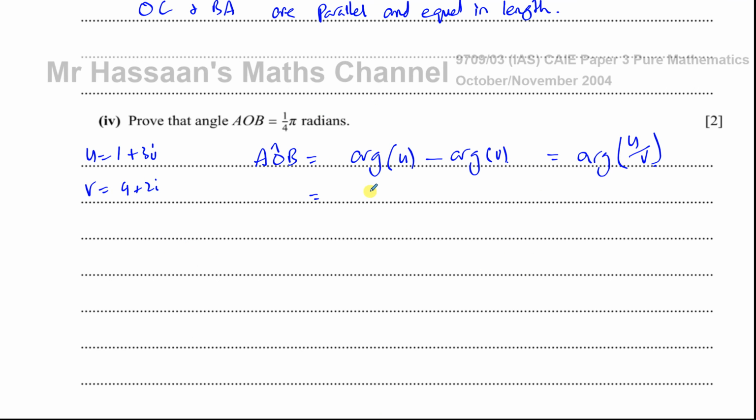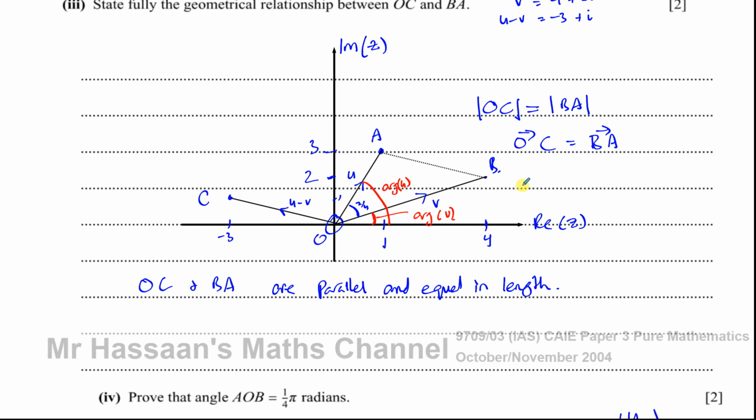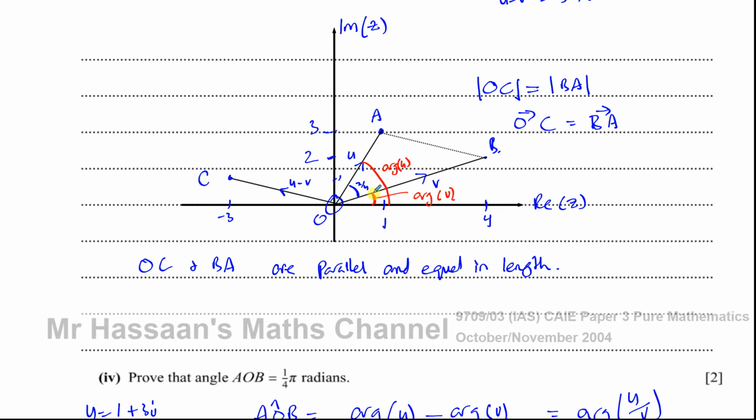So the argument of u is going to be the inverse tan of 3 over 1, minus the argument of v, which is the inverse tan of 2 over 4. As you can see, using this big triangle here, you have a triangle that looks like this. This angle here is the argument of u, which is the inverse tan of 3 over 1.